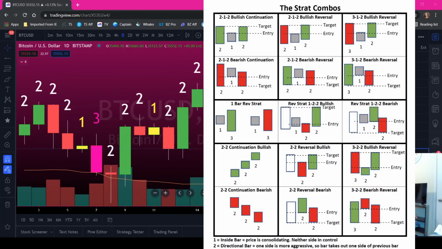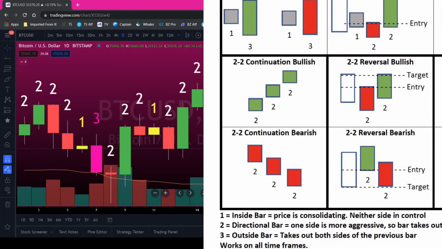If you go to the strat combo sheet, you see right here on the far right side of the screen, there is a 2-2 reversal bullish and a 2-2 reversal bearish. So when we go back to this Bitcoin chart in a second, we're going to be looking at the 2-2 reversal bearish. But notice how this candle is green. Who cares? It's a 2 up. So the trade is to enter when this candle opens and takes out the previous candle's low. I don't think you guys can see my mouse when I'm on this image, so that kind of sucks.